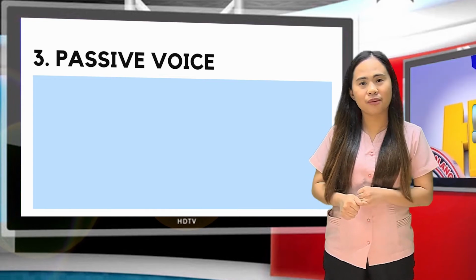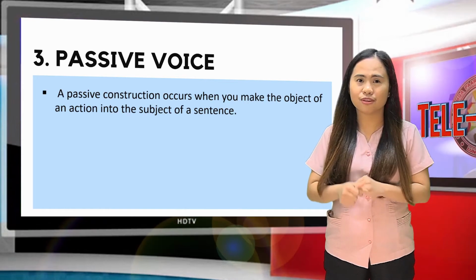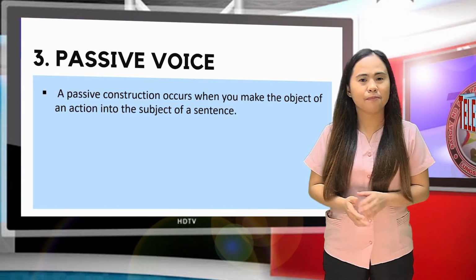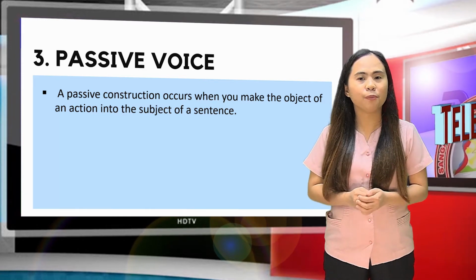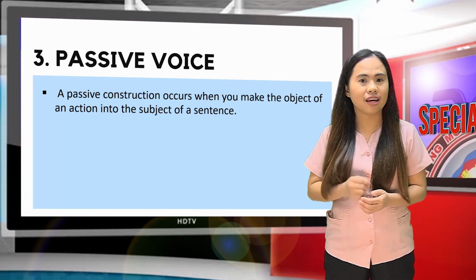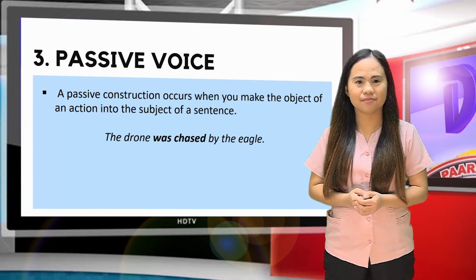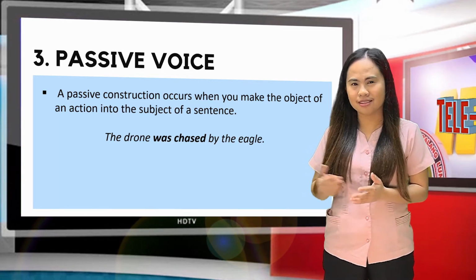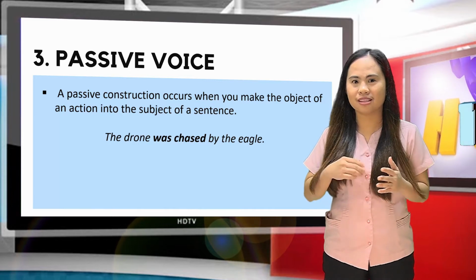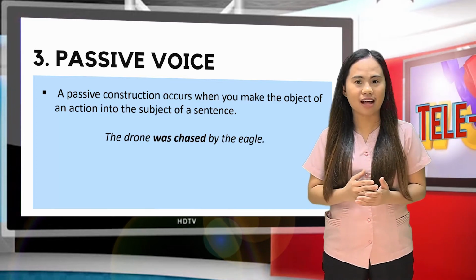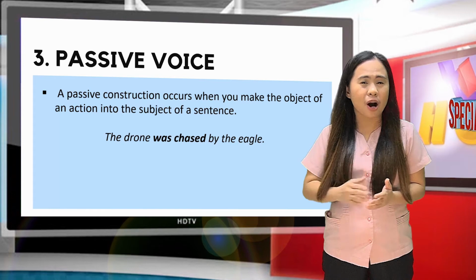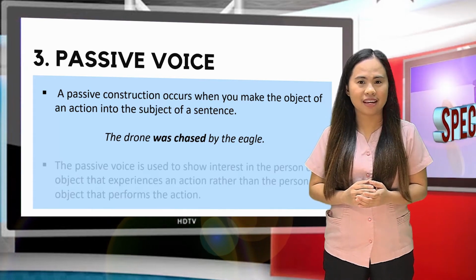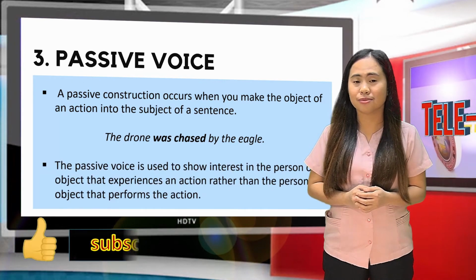The third language feature is the use of passive voice. A passive construction occurs when you make the object of an action into the subject of a sentence. For example, the drone was chased by the eagle. The eagle was the doer of the action in that statement, but because the object drone needs to be emphasized, a passive voice is used.